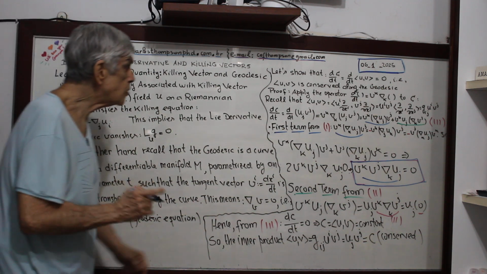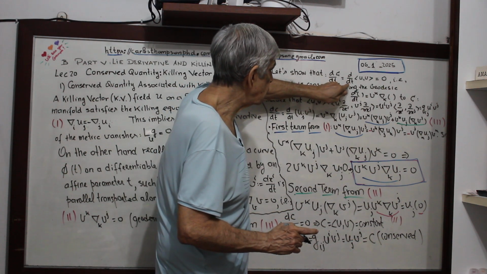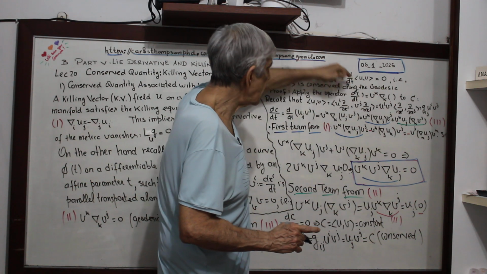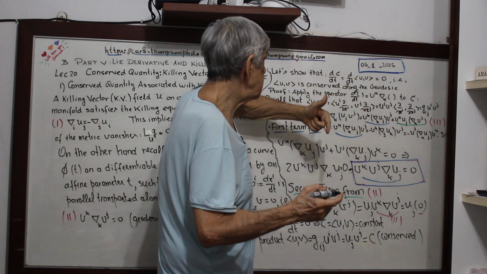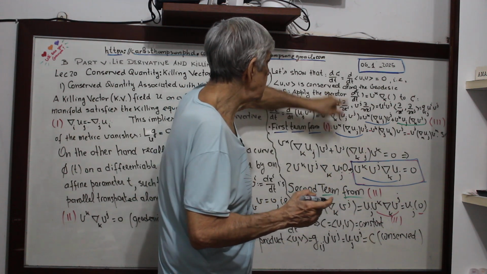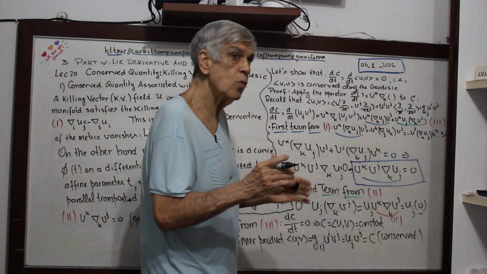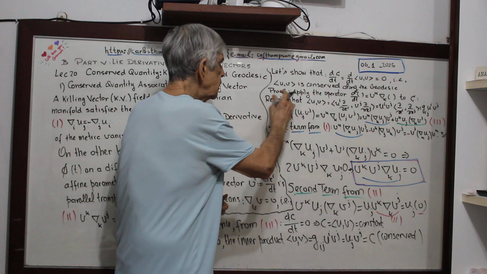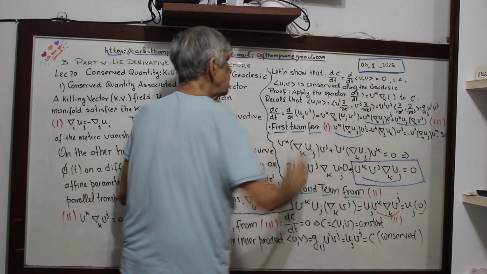Now, let's show that the derivative with respect to the parameter t of the inner product UV, which I call C, is equal to 0, which means that C is a constant. So the inner product is a constant. That's what we want to show. So this is conserved along the geodesic. I want to prove this.